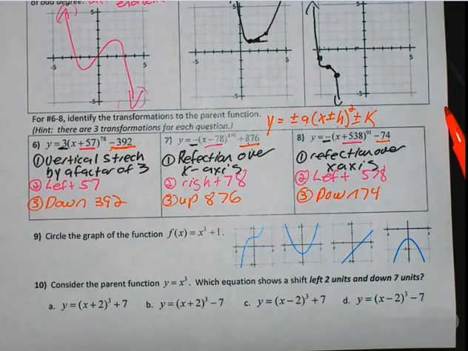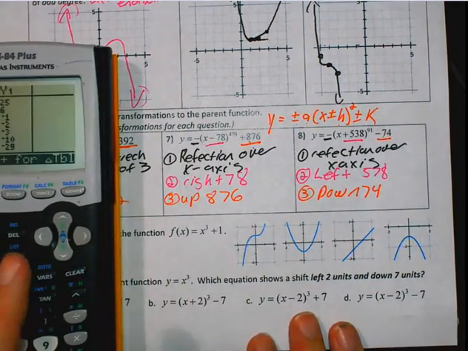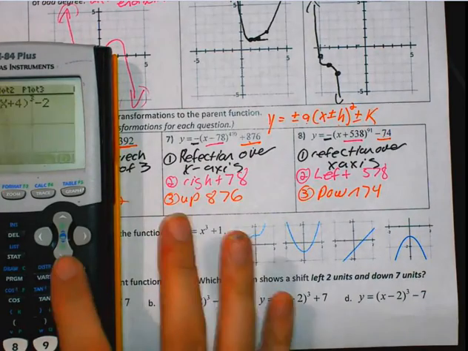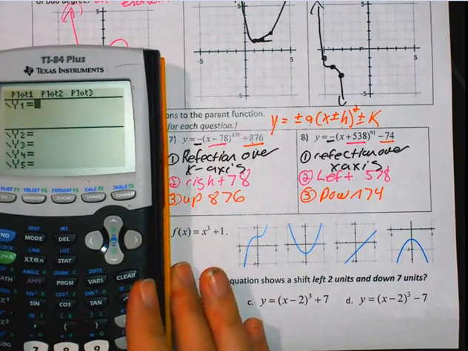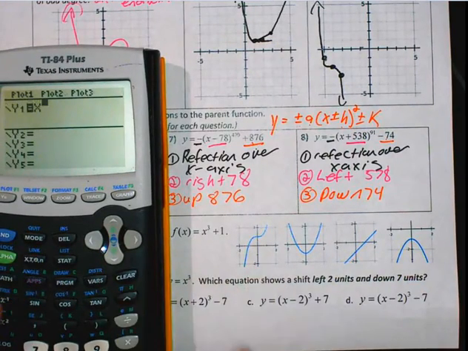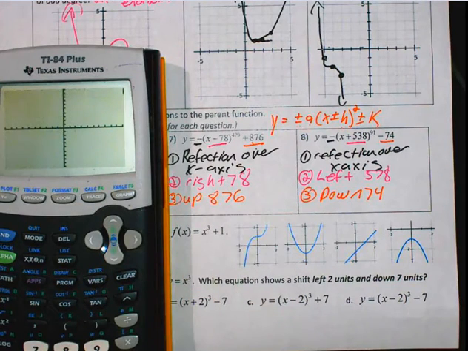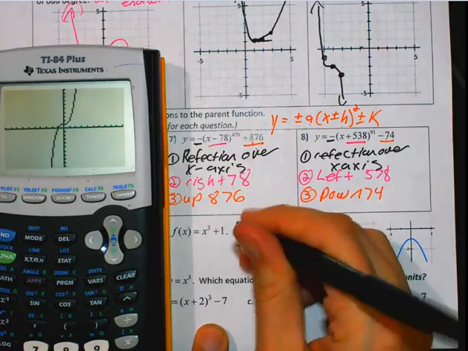Circle the graph of the function x cubed plus 1, okay? You should know what that looks like immediately, but if you don't know, put it in the calculator. So x to the power of 3 plus 1, zoom 6 gives you your normal viewing window, and we see that this is the correct answer.